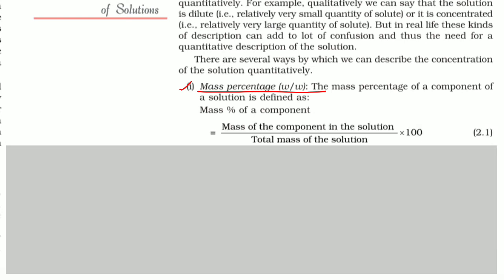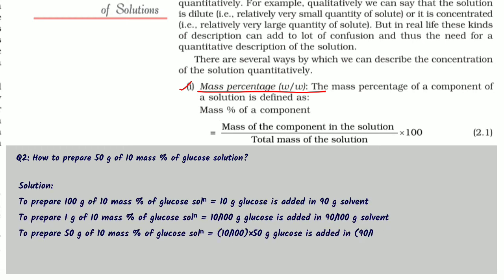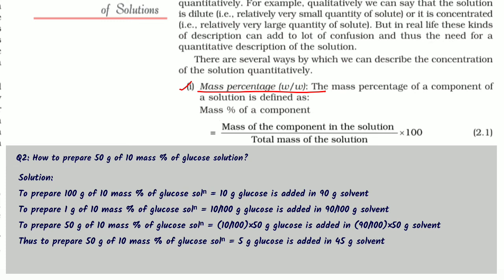Let us take another example. Let's suppose the question is how you will prepare 50 gram of 10 mass percentage glucose solution. This is very simple. Here we already know that to prepare 100 gram of solution, we need to add 10 gram of glucose in 90 gram of water. So for preparing 50 gram of this 10 mass percentage glucose solution, we have to add just 5 gram of glucose in 45 gram of water, because we just divide this 10 gram by 2 and this 90 gram by 2 to get the total 50 gram of solution.